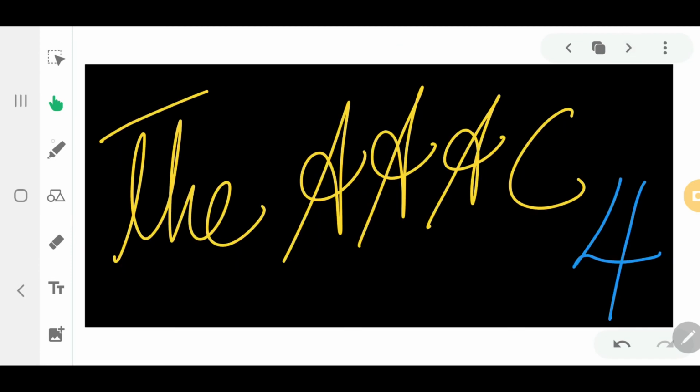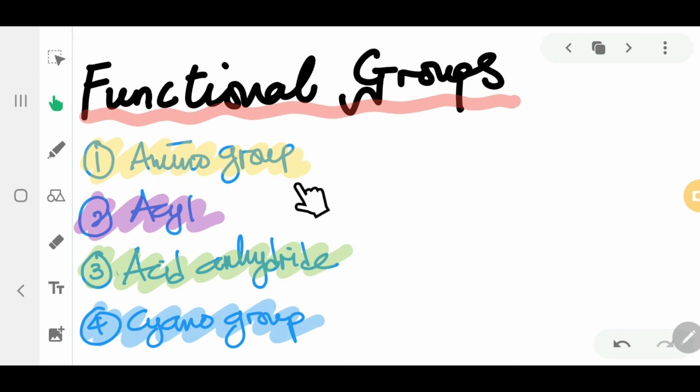Now let's have a look at the other four. We have looked at the 7 easiest and the 4 carbo. Now we're going to look at the AAAC 4 group. AAAC stands for acyl, amino group, acid anhydride, and cyano group. So those are the functional groups in this 4 portion of it.